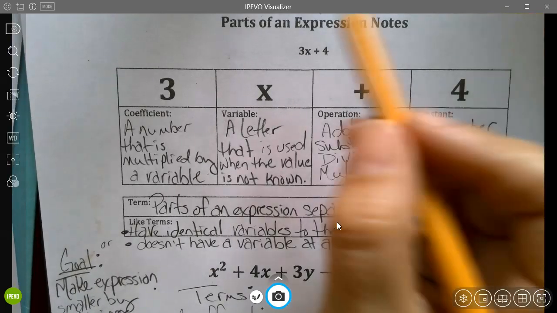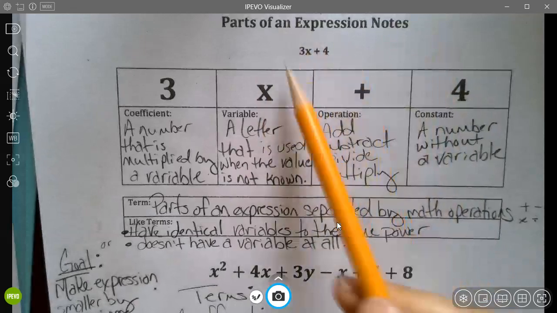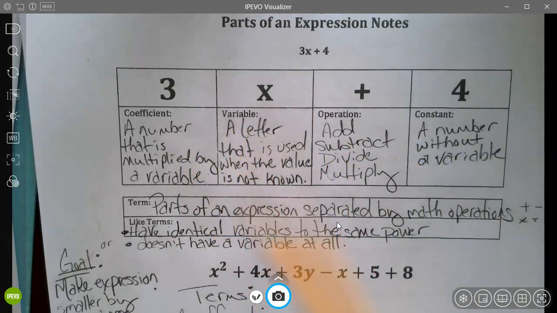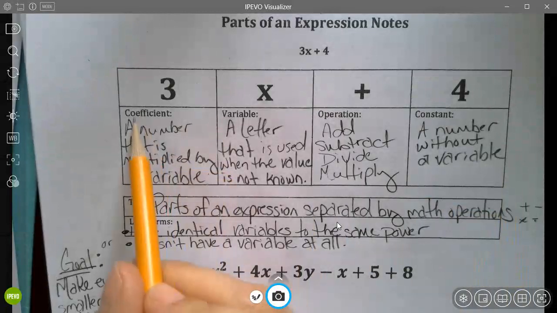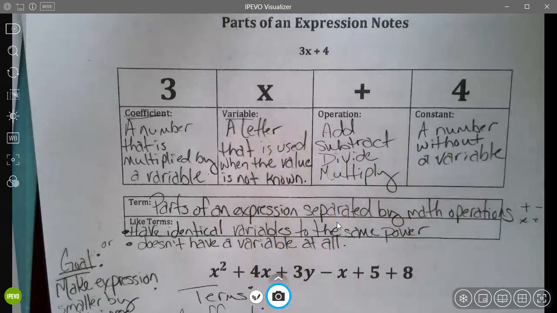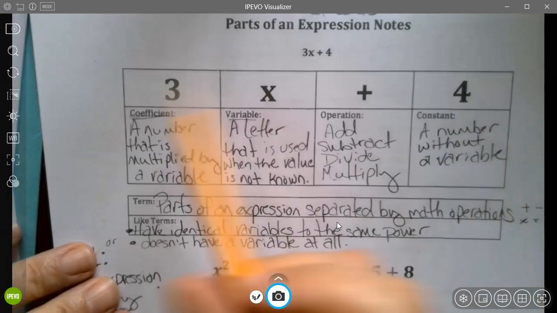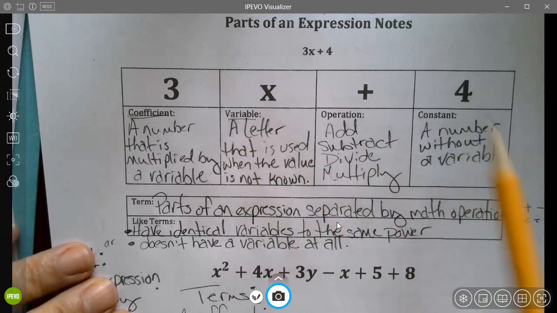Today we are going to talk about parts of an expression notes. I understand you don't have a copy of this, but you should have paper and pencil, and I want you to write these down. You don't have to do the box, but definitely write this down and write the definition, write variable, definition, and so on. Pause the video. I want you to write the definition for each of these words and the definition for these two words. And then unpause and we will continue.